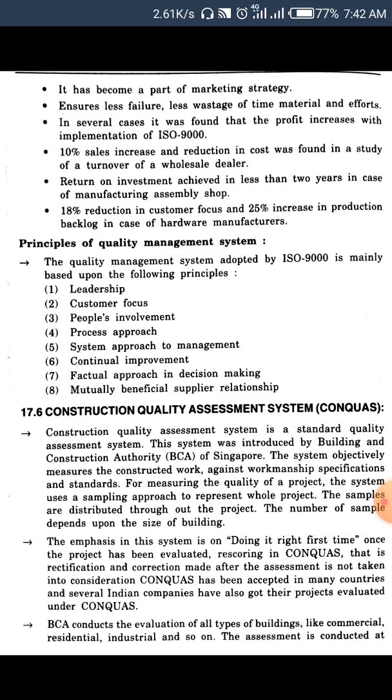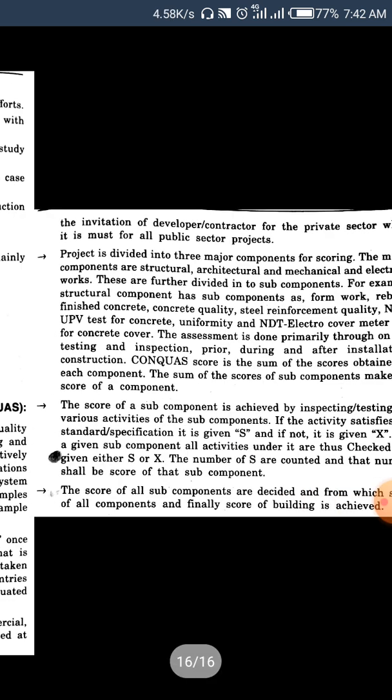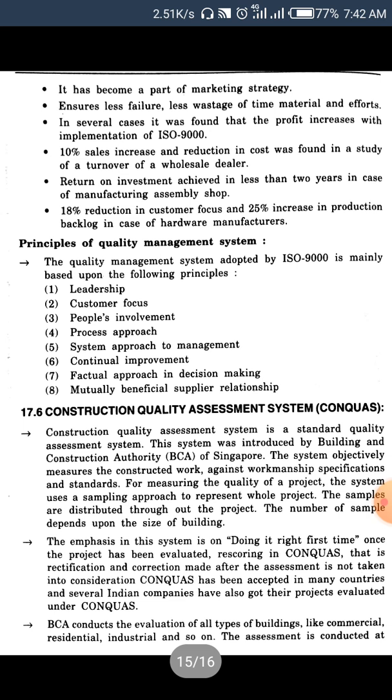Now, principles of the quality management system. ISO 9000 is mainly based upon a total of 8 principles. First is leadership, second is customer focus, third is people's involvement, fourth is process approach, and fifth is system approach to management, sixth is continual improvement. Seventh is factual approach in decision making, and eighth is mutually beneficial supplier relationship.